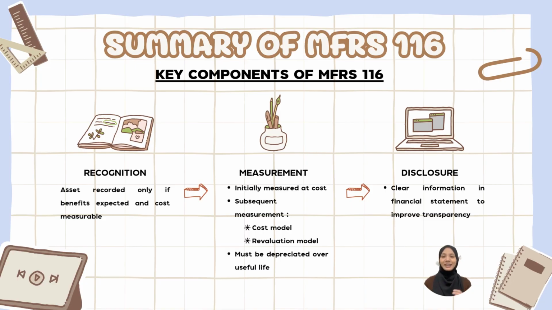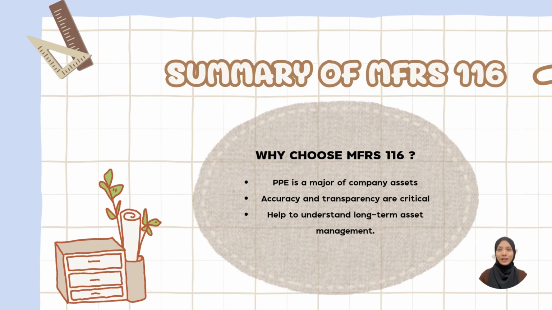The third one is disclosure. Companies must disclose clearly about measurement method, depreciation method, useful life, and revaluation details. This will help financial statement users understand how the company manages its long-term assets.